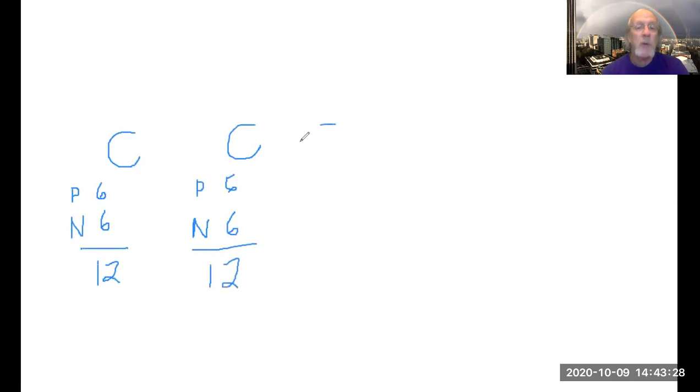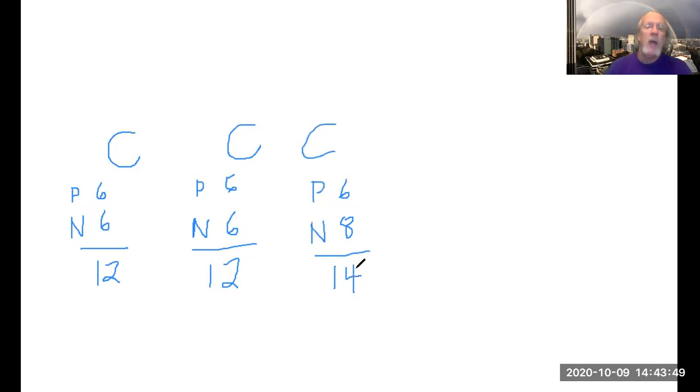I'm going to make a third carbon atom. Protons has to be 6. It's always 6. And this time the number of neutrons is going to be different. This one is going to have 8 neutrons. Why? Because they exist out there in the real world. And so 6 plus 8 is 14.